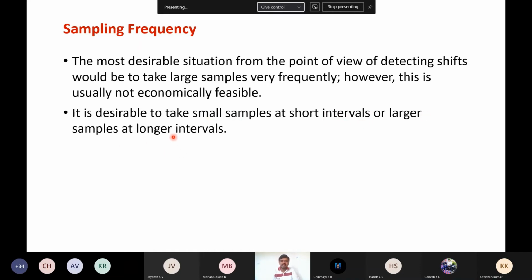Larger samples at longer intervals is another strategy: you can evaluate 4 units out of 100 after 1 hour, or 8 out of 100 after 2 hours. So like that we can choose the sampling frequency.